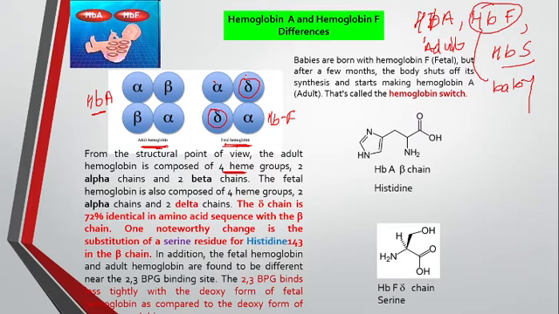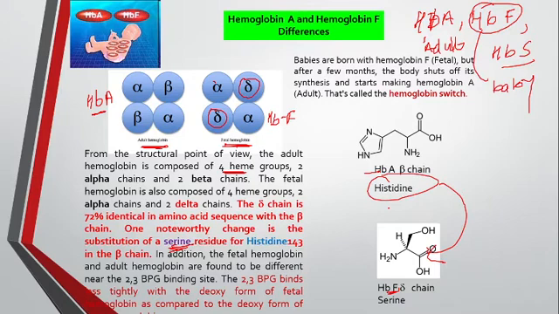Okay, the delta chain is 72% identical in amino acid sequence with the beta chain. Here what happened in the change is substitution. The substitution of a serine residue for the histidine 143 in the beta chain. The beta chain contains histidine, which is replaced by serine. This is the histidine present in hemoglobin A, but it is replaced by the serine group. That's why this is present in hemoglobin F and this is present in hemoglobin A, that is in adult, and this is in the fetal.